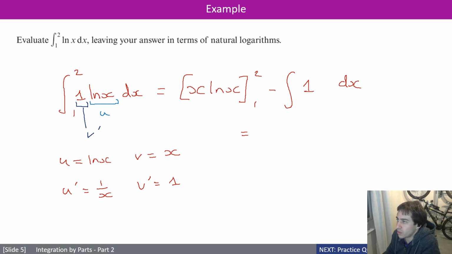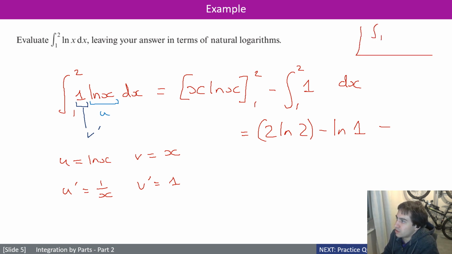So then this whole integral becomes 2 times ln 2 minus 1 times ln 1, which is just ln 1, and then minus, I didn't put the limits in, silly me, that's the whole point. What is the integral of 1 from 1 to 2? We can do that as an aside. It's almost so simple it's confusing. The integral from 1 to 2 of 1 with respect to x is equal to x taken from 1 to 2, which is just the number 1. So it's just minus 1.